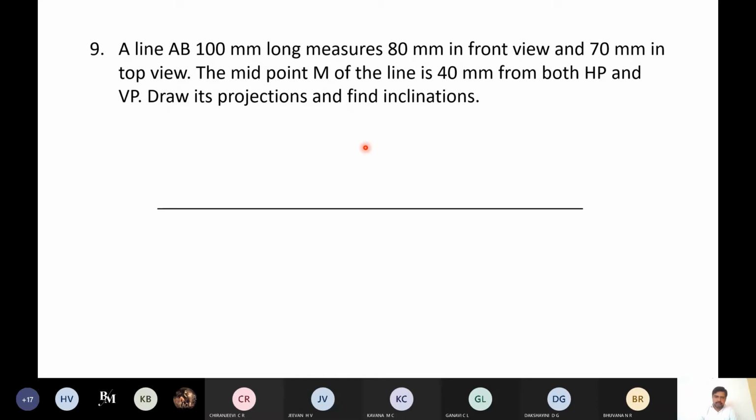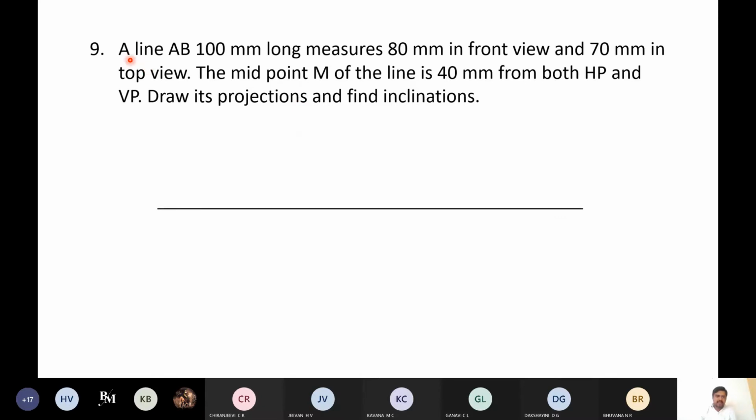Okay, so in today's class we are going to consider two problems related to midpoint. Most of the concepts are the same as projection of a line, which we have discussed till now. Only a few things in terms of construction procedure and how to take the given data are different.